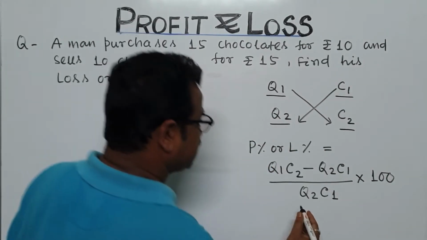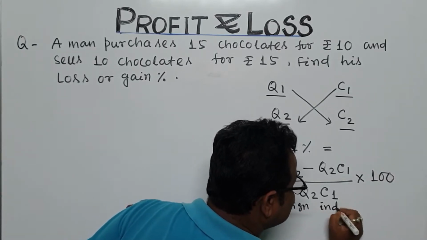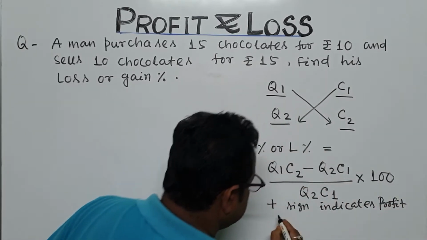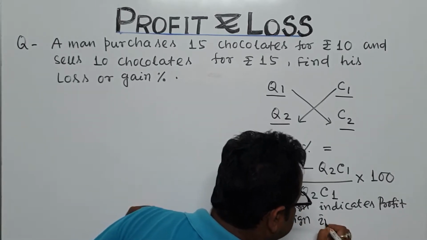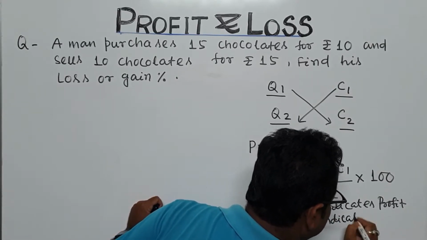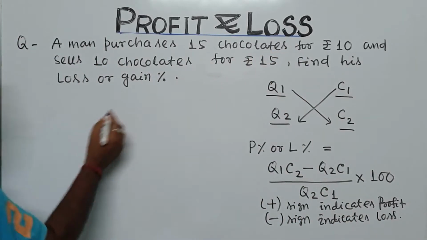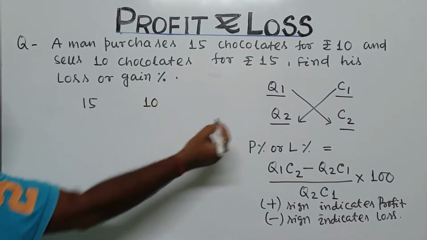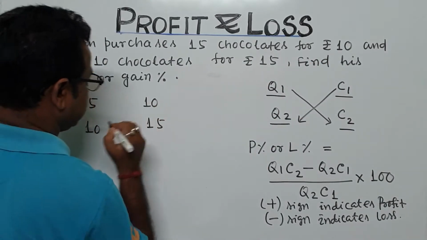Here one thing is that the plus sign indicates profit, and the minus sign indicates loss. Okay, so here in this case we have 15 chocolates, rupees 10, and here now 10 chocolates, rupees 15.